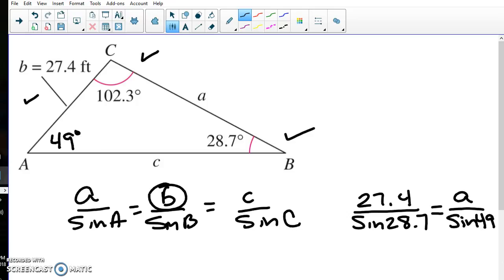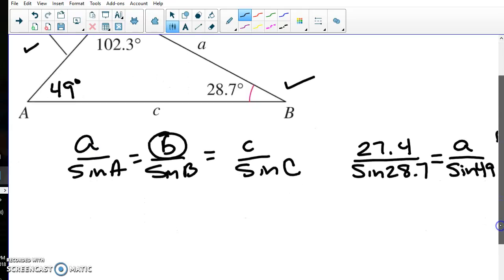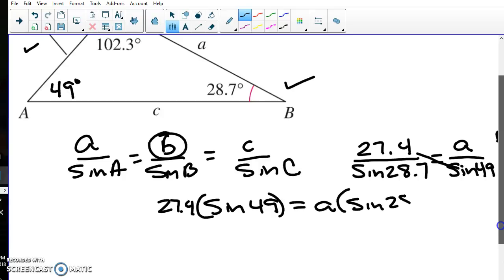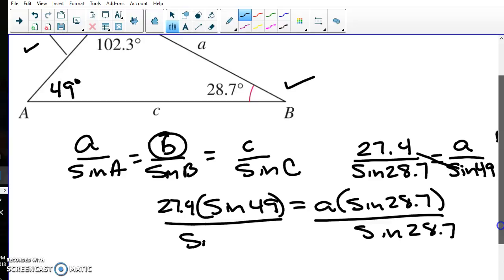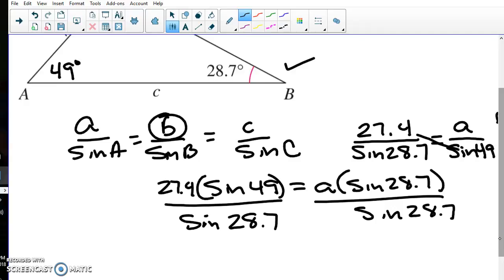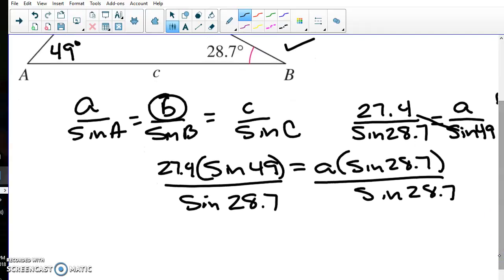So solving any proportion, as you know, we are simply going to cross multiply. Well, let's just set up the ratio. So the sine of 49 times 27.4 has got to equal a times the sine of 28.7. Dividing both sides by the sine of 28.7, and then we just have some simple calculator work to finish up that problem. So let's go ahead, take a second, see what you get in doing that calculation.